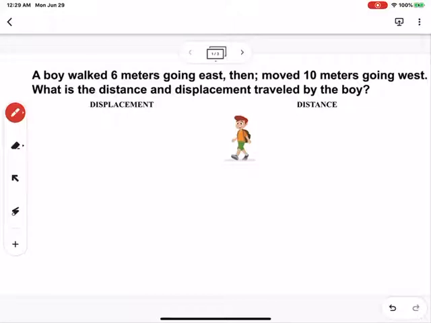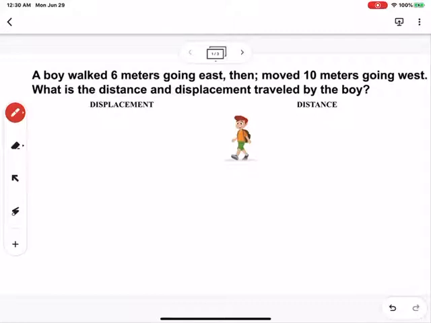So our first example states that a boy walks 6 meters going east, then moves 10 meters going west. What is the distance and displacement traveled by the boy? So to show you the difference between the two, let's first illustrate the movement of the object by drawing diagrams.